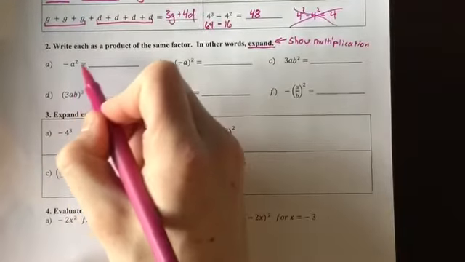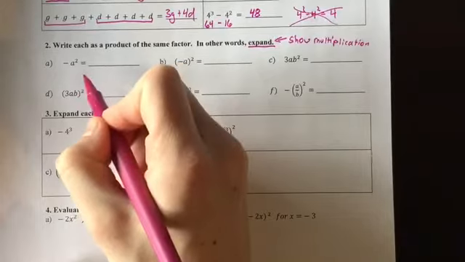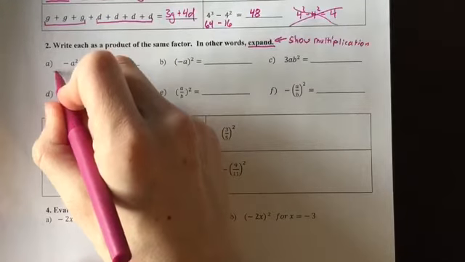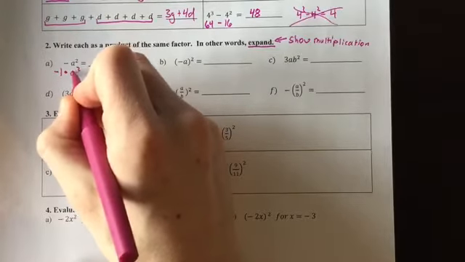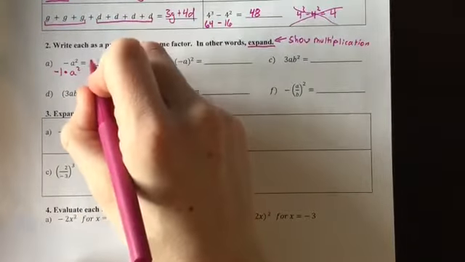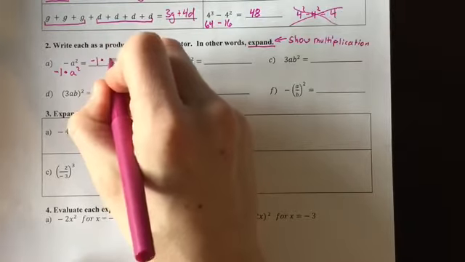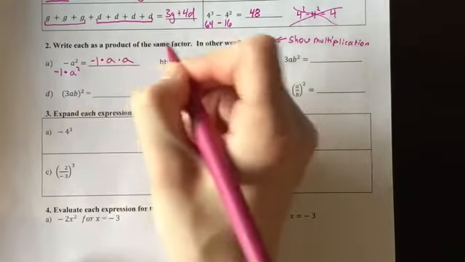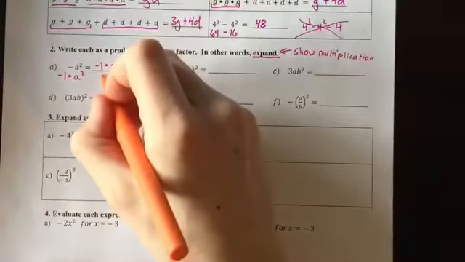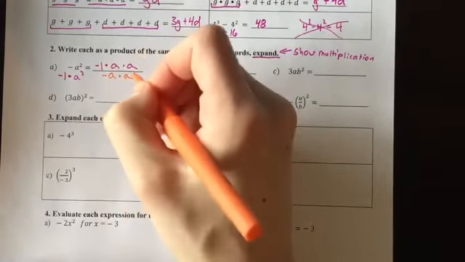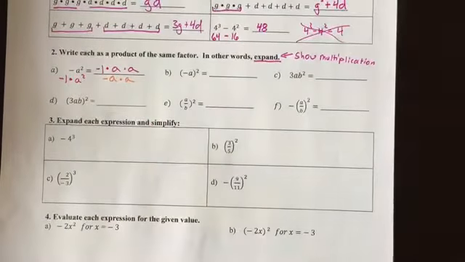So on A, we have negative a squared, no parentheses. A is the base. I want to think of that negative as a negative coefficient of 1. Negative 1 times a squared. So if we're going to expand that out, we're going to show it as negative 1 times a times a. Now, other people might say, can I just show it as negative a times a? I think it's stronger showing it as negative 1 times a times a.